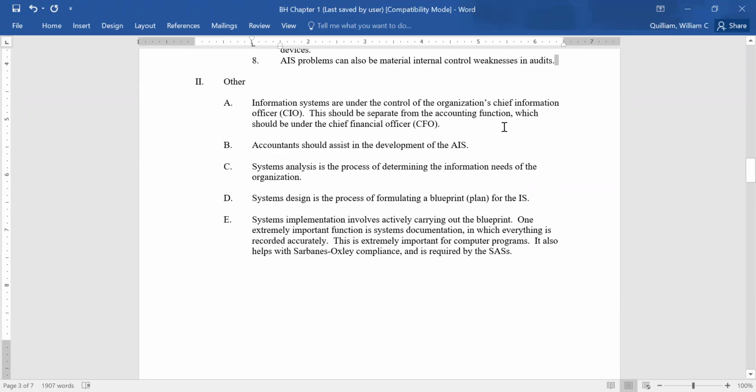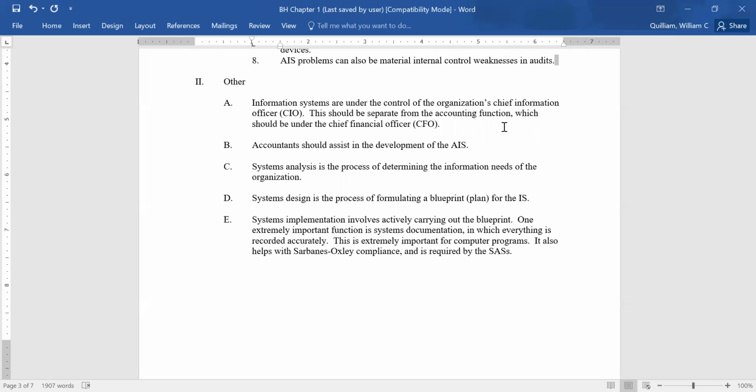Then lastly, in this chapter, just some other information. First of all, information systems should be under the control of the organization's Chief Information Officer. CIO is the term for that, the acronym. And this should be separate from the accounting function, which should be under the Chief Financial Officer or CFO. We always want to segregate those duties. Then we should get input from accountants. They should assist in the development of the accounting information system. It's amazing how many times accountants have been left out of that process.